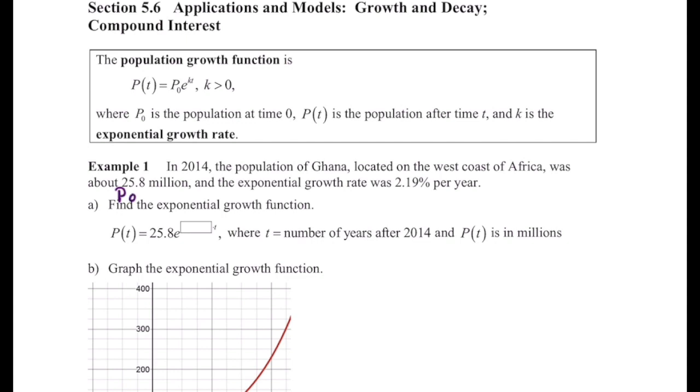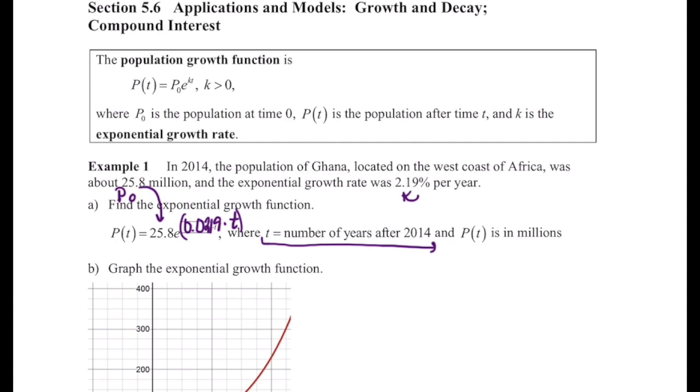Our growth rate, so our k value, is 2.19% per year, where t would then be the number of years since 2014. Our k value we always write in decimal form, so 25.8 times e to the power of 0.0219 times t, and this is in our exponent, where t has to be the number of years since 2014, since 2014 is when this population we were talking about.